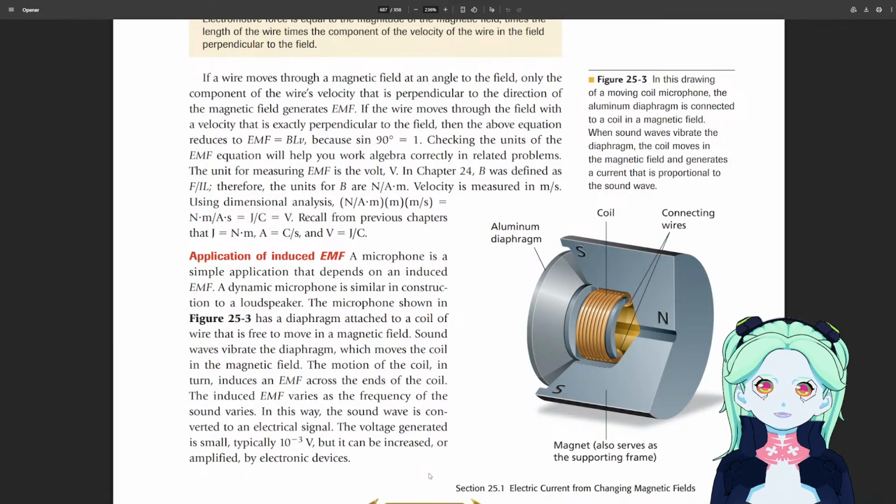The problem is that textbooks jump straight to formulas, but induced EMF is really about motion and forces on electrons. Let's build a visual picture you can hold in your head. First, imagine a straight wire moving through a magnetic field. Forget coils for a moment. Picture a straight metal rod moving sideways through a magnetic field.